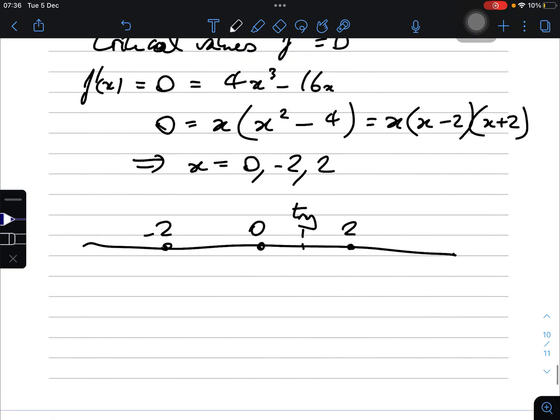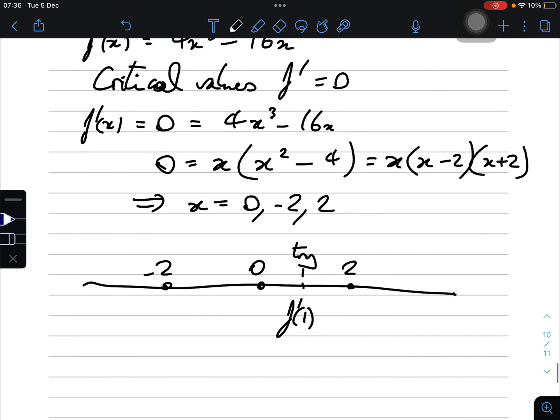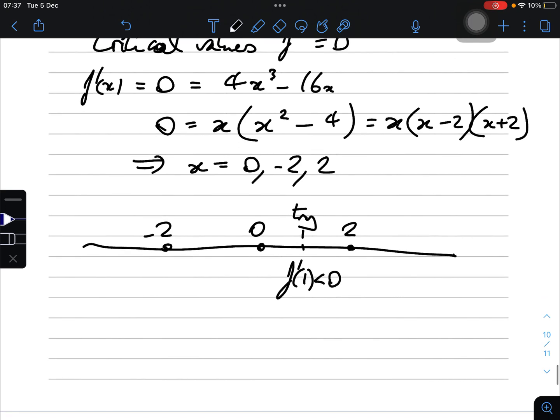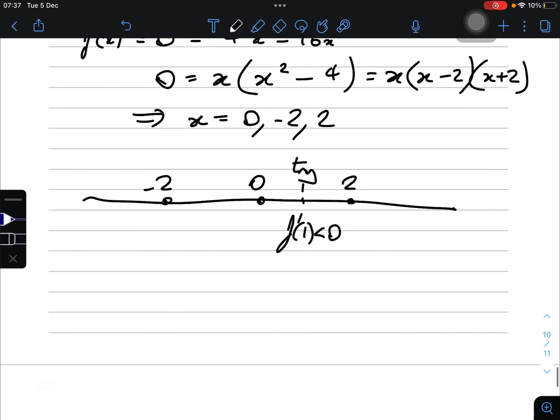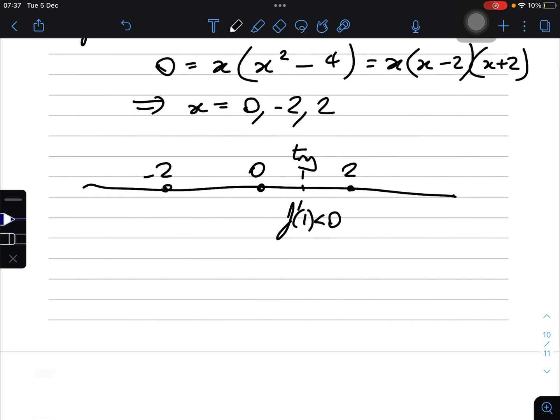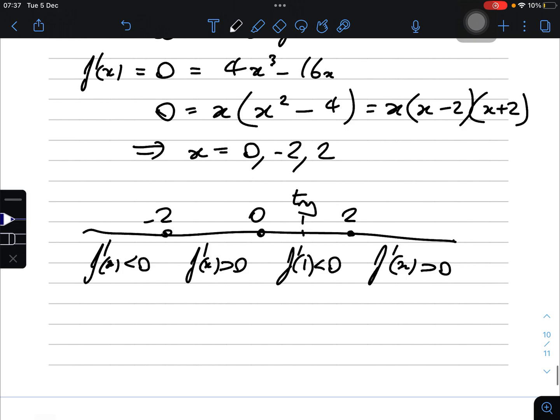If we put in 1, f dashed of 1 would be less than 0. We could also try another one just to double check that we're not making any mistakes, but I'm going to assume here for sake of time: f dashed of x is greater than 0, f dashed of x is less than 0, f dashed of x is greater than 0. So therefore we've got our intervals. That means that it's increasing for x between minus 2 and 0 and x greater than 2.